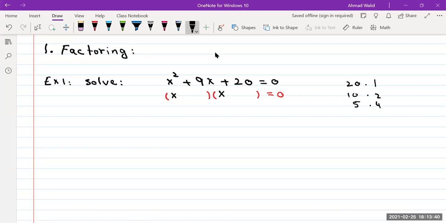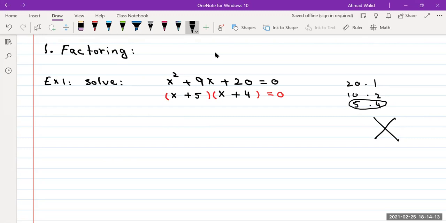Now, which pair, if I add, gives me 9? Of course, 4 and 5, right? Or maybe you use this method, the cross method that you learn at school. I'm not going to stop you from doing that. Which way is easy for you? Just factor, correct? What are my factors? 5 and 4. Positive 5 and positive 4. Now, what to do after this step?